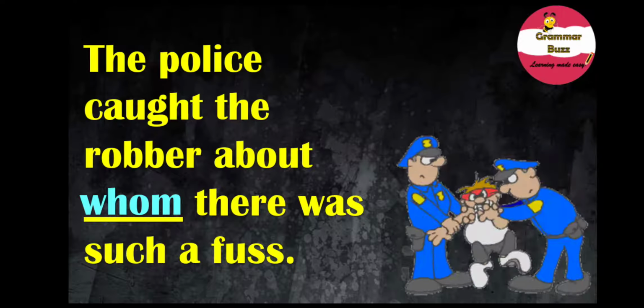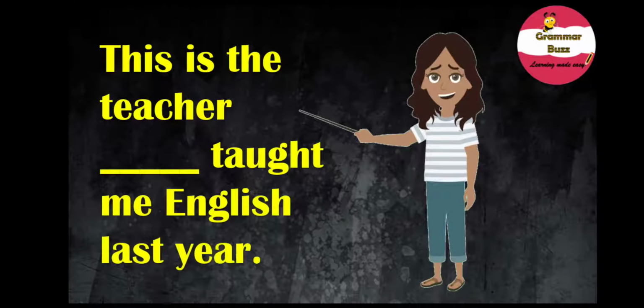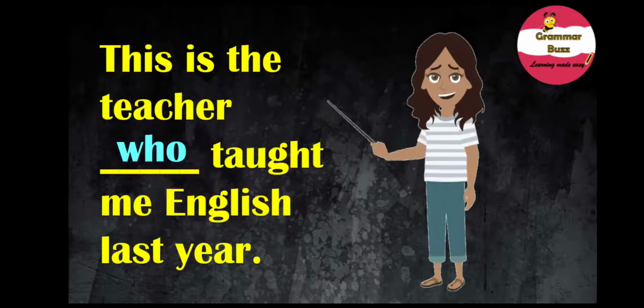Hey, great job. And here we head on with our next sentence, and that is, this is the teacher dash taught me English last year. So what about this one? I think you already have got the answer. You are quite smart, I see. And what is it? Well, you're right again. It is who. This is the teacher who taught me English last year.